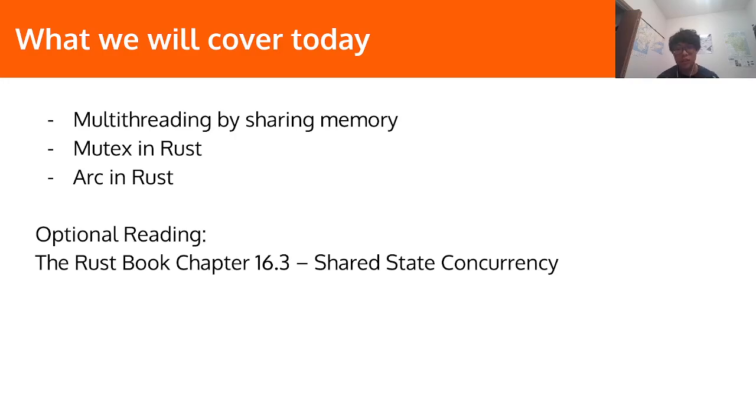Whenever we have multiple threads and we want them to be able to communicate with each other, there are two ways to do it. One is for them to pass messages to each other. The other way is for them to share some form of memory that they can all modify together, right? So today we'll learn how to do that in Rust and what are some of the problems with doing something like that.